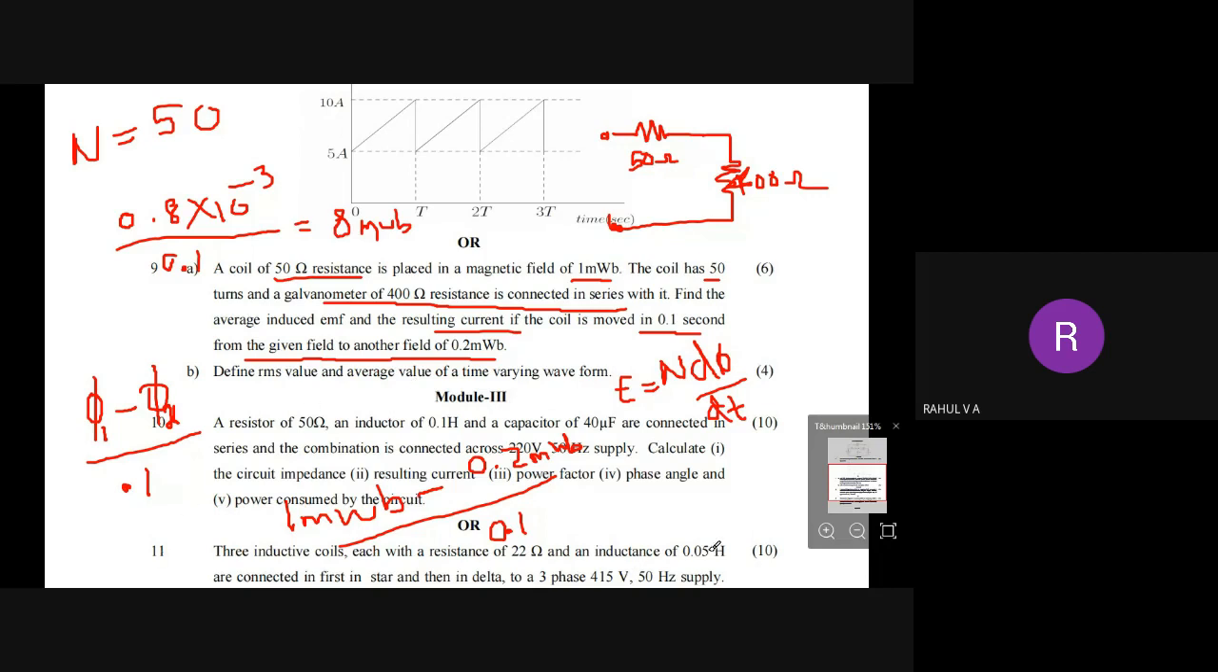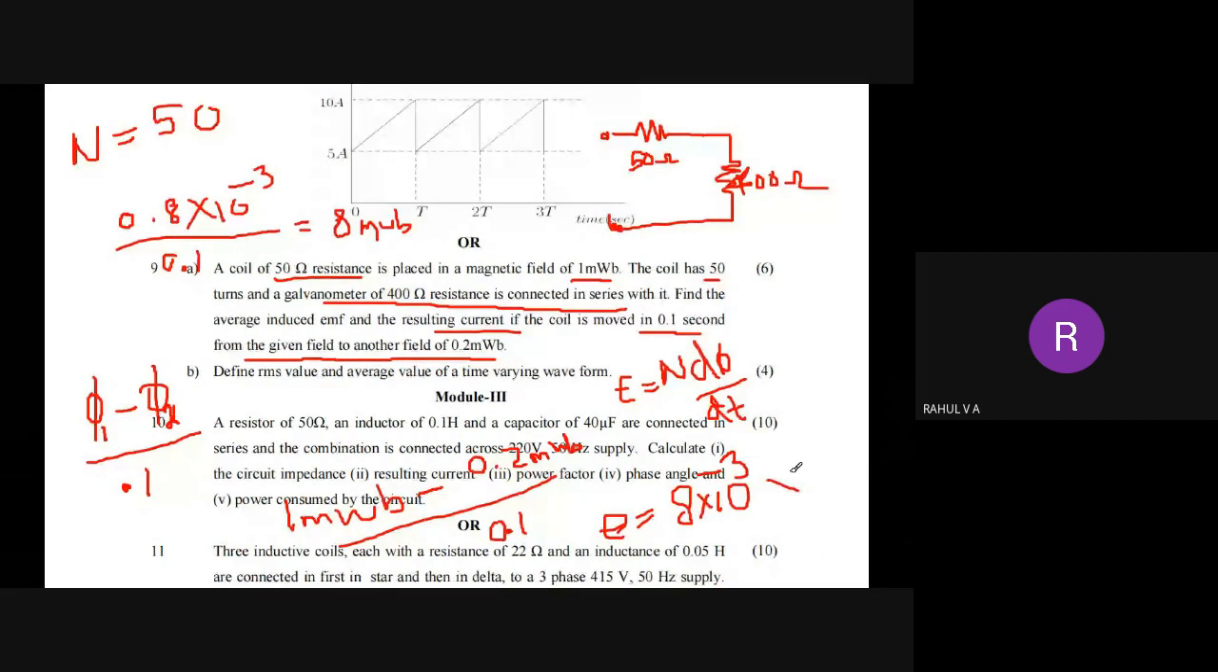So the EMF induced is equal to 8 into 10 raised to minus 3 times the number of turns. The number of turns is given directly; it has 50 turns. So it is nothing but 40 millivolt. 40 millivolt is the EMF induced. Did all of you understand? Did you understand how this is done? It is this easy. It is a 6 mark question, see how easy it is.